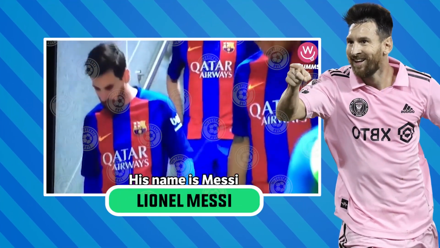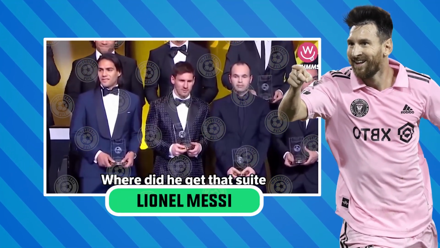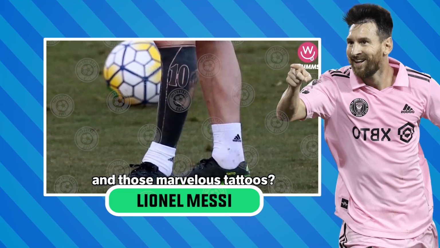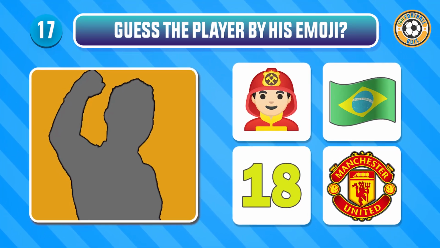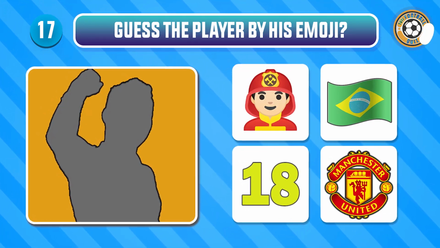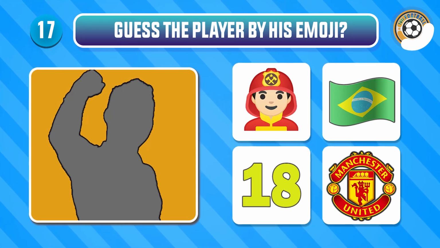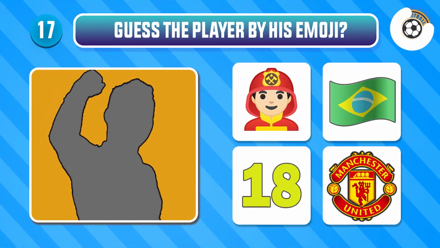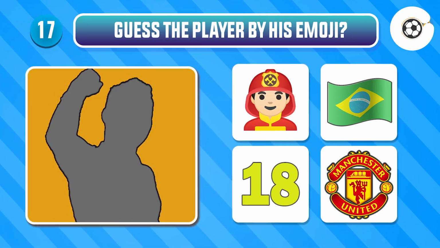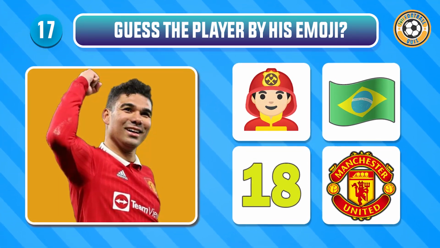His name is Messi. Where did he get that suit and those marvelous tattoos? Hello, everybody. Next question. Who is this? The player is Casemiro.